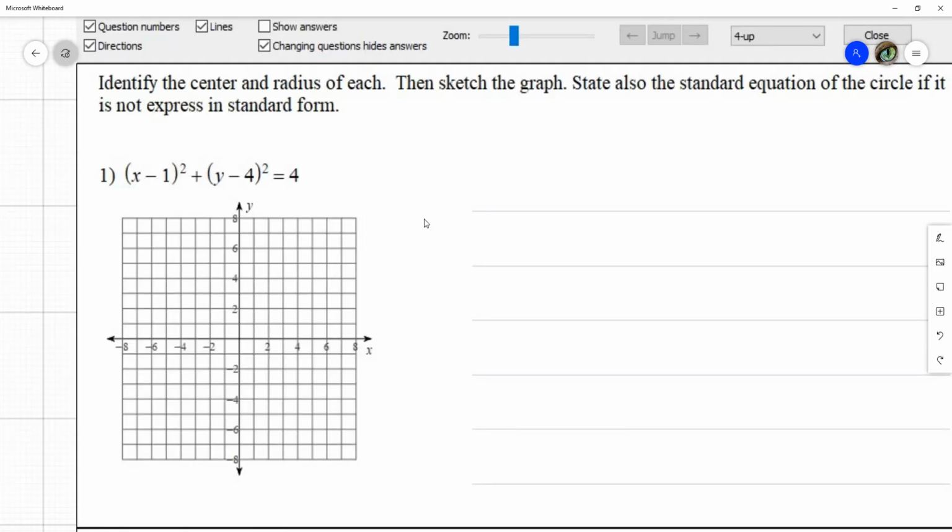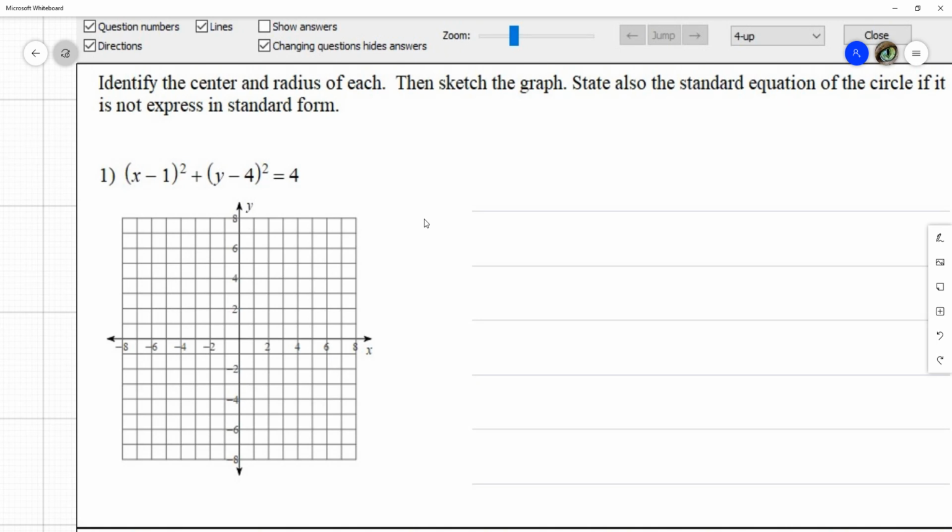Okay, so each of you has different questions in the performance task. Some of you have these items, and some of you have no items with this one. For the direction, you have to identify the center and the radius of each circle, sketch the graph, and state also the standard equation of the circle if it is not expressed in the standard form.